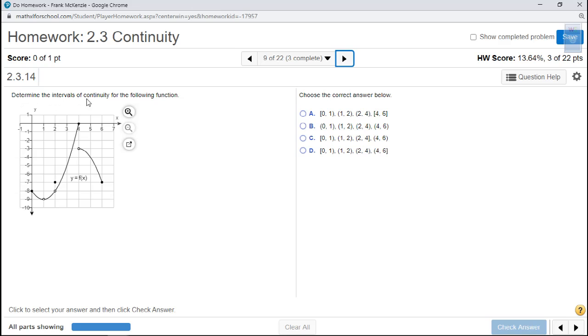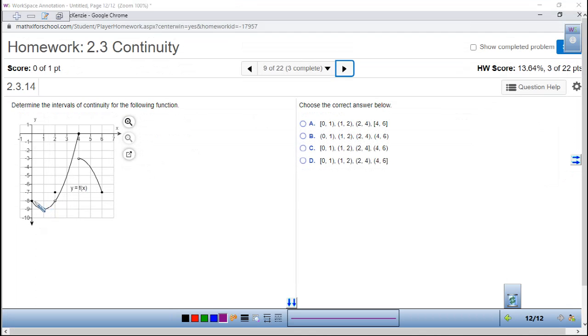All right, determine the intervals of continuity for the following function. So where is this thing continuous? So let's look at it. Now, here's a special case when we have the endpoint of a function, not a point in the middle like here, but the literal endpoint of a function right there. It is continuous if the value, the point of that endpoint, and the one-sided limit that approaches it are equal. So we are continuous at 0.